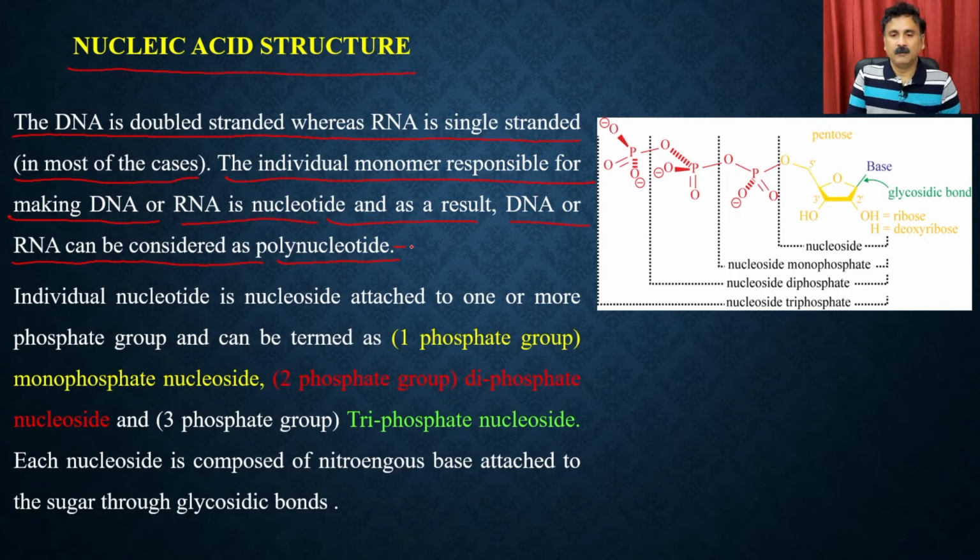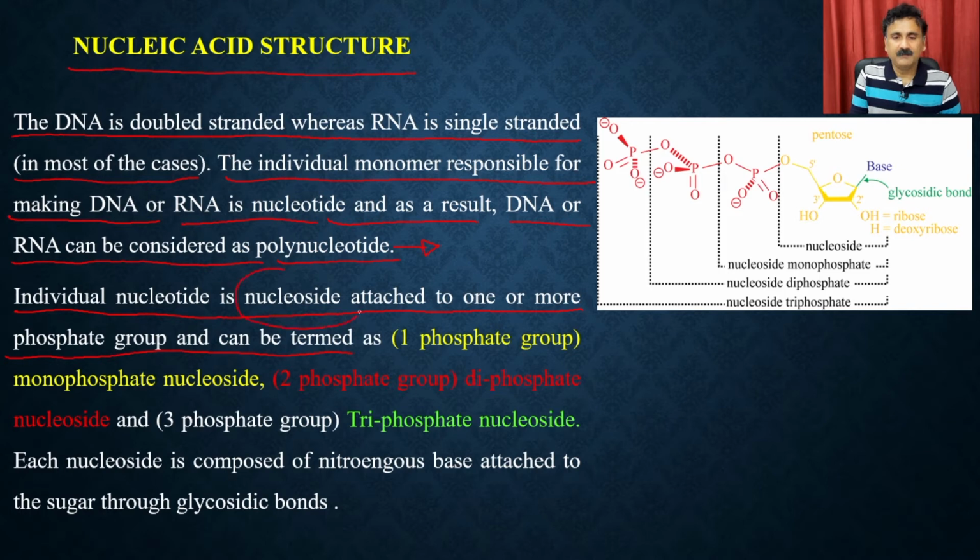Just like we have polymeric sugars and polysaturated fats, similarly you can call the nucleic acid, whether DNA or RNA, a polynucleotide, because it is a summation of nucleotide molecules. So what is a nucleotide? The individual nucleotide is a nucleoside attached to one or more phosphate groups.